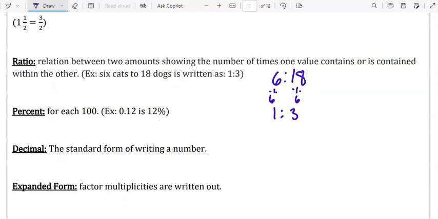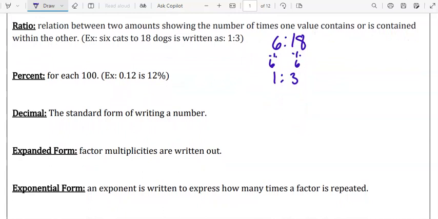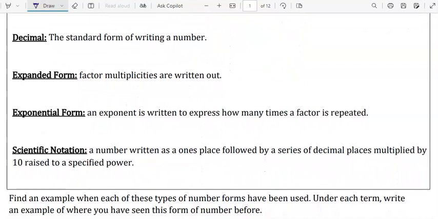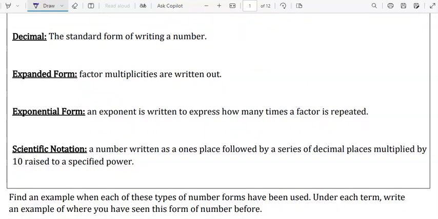Percent, for each 100. Example, 0.12 is 12%. 0.09 is 9%. Decimal, the standard form of writing a number. Expanded form, factor multiplicities are written out. So for example, 2 to the third power would be 2 times 2 times 2.